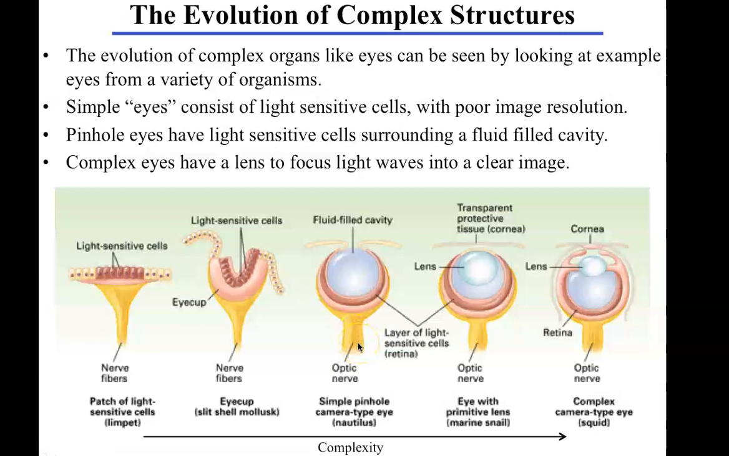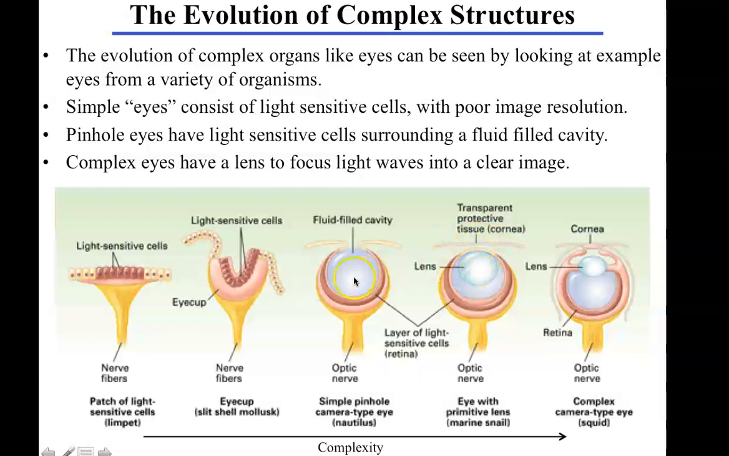It's not going to be able to read the closed captioning on Netflix, but it can maybe tell what's going on. The fluid-filled cavity is going to help it focus light. Here's a marine snail. So it's got this general U-shaped pattern of light-sensitive cells. It's got the fluid-filled cavity, but then it has a lens, which is even better at focusing light, and then it's got this thin, transparent tissue on top that protects it.